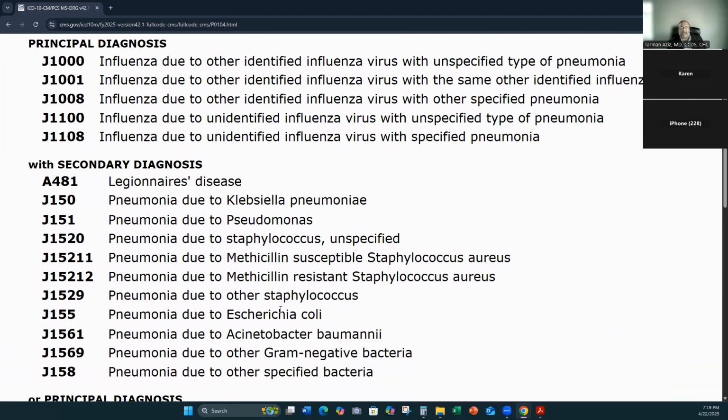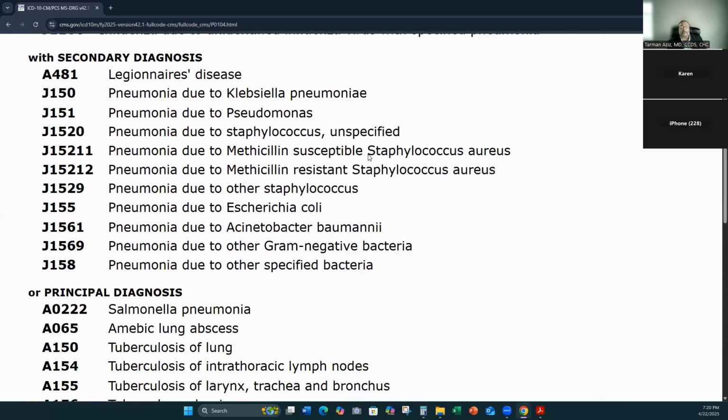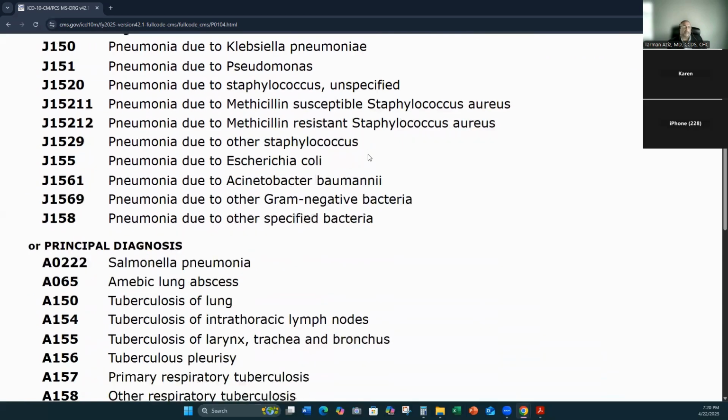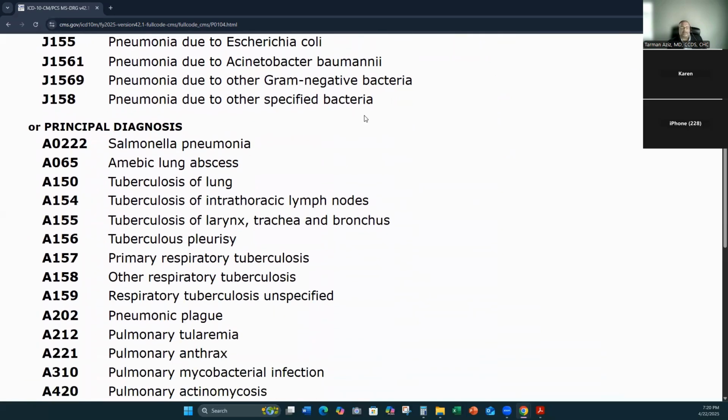Also E. coli, Acinetobacter, gram-negative, and other specified bacteria, of which there are many. So this combination can get you into the group that is DRG 177, 179, higher resource intensity, greater length of stay. Or you might have any of those as your PDX, those pneumonias that were just listed as going with influenza. And you can see the list is quite long.